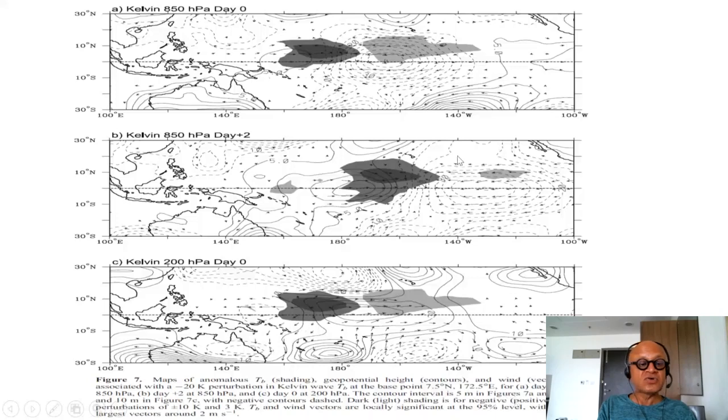For day 0 at 850, day 12 at 850, day 0 at 200, and day... yes, those are the three, the contour intervals and other details. So you can see the waveforms here, Kelvin wave at the top of the boundary layer, the phases and the associated convergence, divergence features again shifted away from the equator, more in the ITCZ, so there are interactions with the heat sources there.